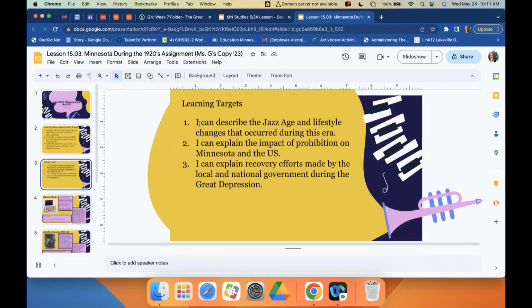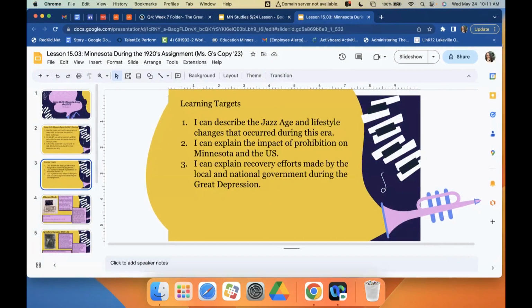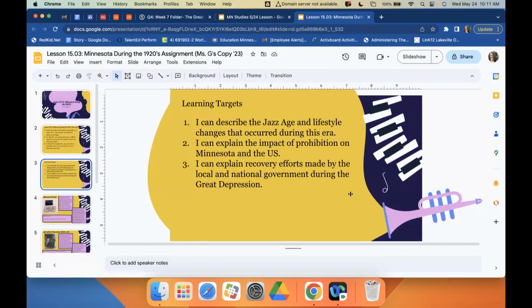I can describe the Jazz Age and lifestyle changes that occurred during this era. I can explain the impact of prohibition on Minnesota and the U.S. I can explain recovery efforts made by the local and national government during the Great Depression. Perfect. And just so you know, the word here in the second one is prohibition, but no worries on that.